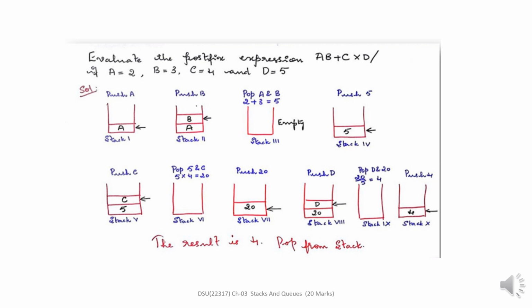After that multiplication. So 5 into 4. The answer is 20. So push 20. After that push D. Value of D is 5. Then 20, then 5, and there is a division. So 20 divided by 5 and the answer is 4. And finally we will get the answer. So result is our 4.